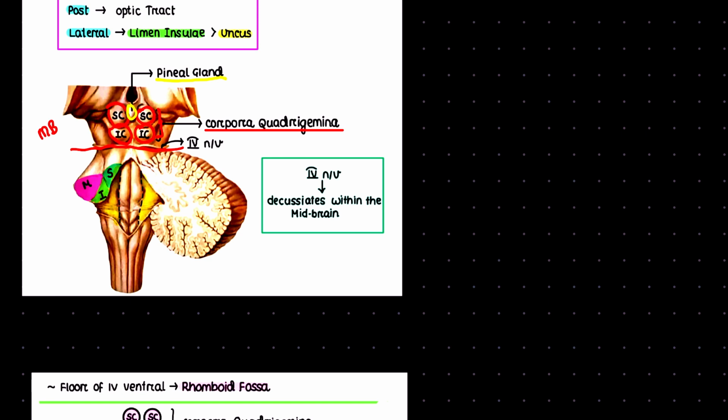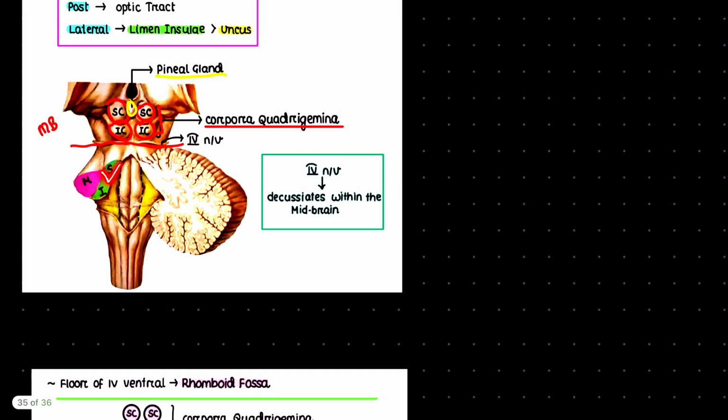If you look carefully, you'll see the superior cerebellar peduncle and inferior cerebellar peduncle fusing with each other at some point, leaving the middle cerebellar peduncle outside. Now, this is a rhomboid shaped structure, and this is the floor of our fourth ventricle. In this region, this is our fourth ventricle.